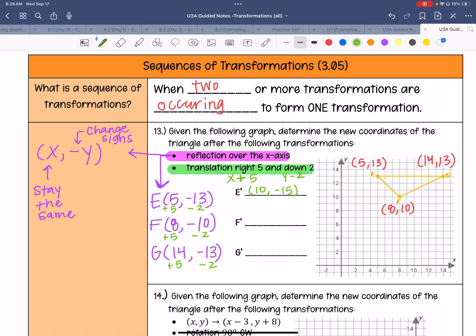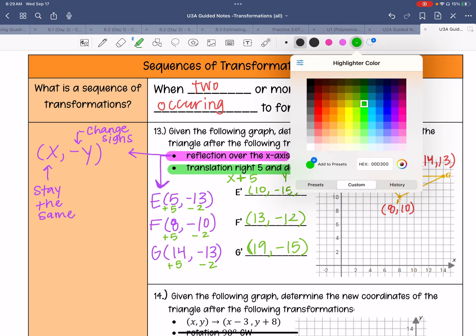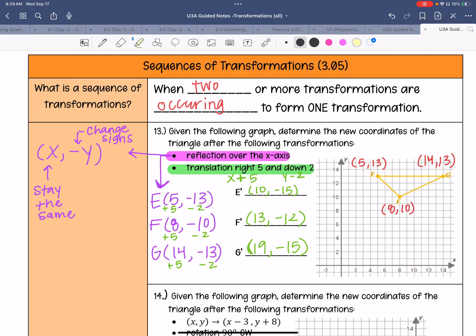When I add 5 to 8, I'm going to get 13. And when I subtract 2 from negative 10, I get negative 12. And then when I add 5 to 14, I'm going to get 19. And when I subtract 2 from negative 13, I get negative 15. All right, so those would be my final ordered pairs after my two transformations. So these are my final ordered pairs after my sequence of transformations.